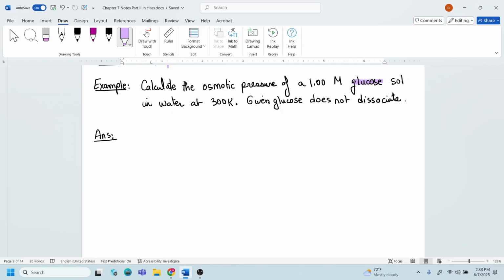So we know that glucose is a sugar, and sugar forms sugar molecules when it is dissolved in water. It is not ionic. It's a non-electrolyte solution. So we would say that glucose is a sugar, and glucose is a non-electrolyte. And if glucose is a non-electrolyte, then this means that i is equal to 1.